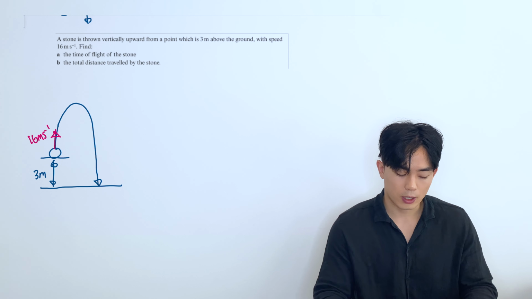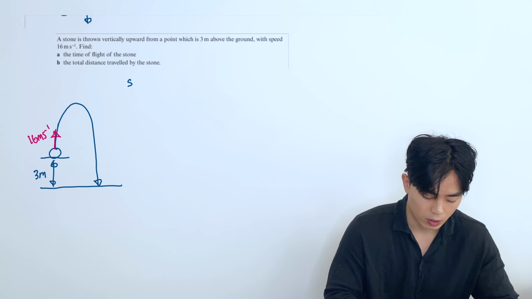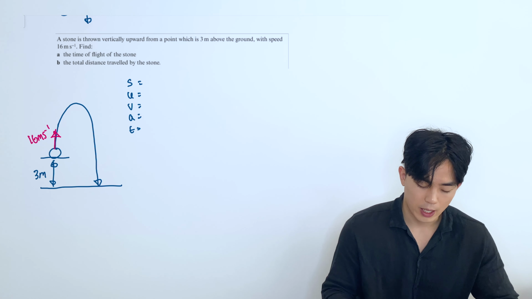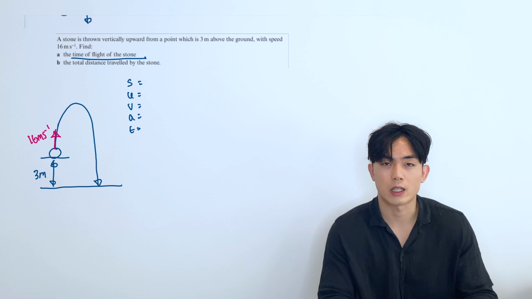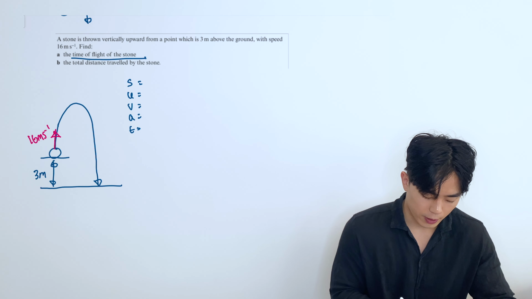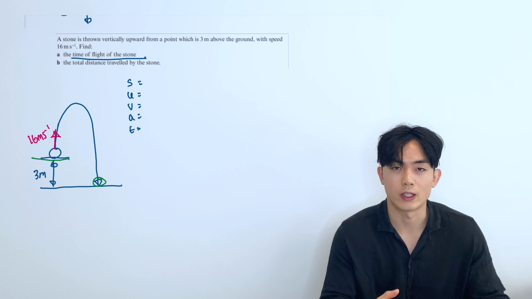Next thing, we need to look at listing out the SUVAT. So the method is the same. So SUVAT, then you want to list out what you know from the information given. So they want us to find the time of flight of the stone. So for this one, you just have to think, what is my displacement? Where do I start? Where do I finish? Well, I started here and I finished here, right? This is where I ended up. So the displacement is the distance between those two.